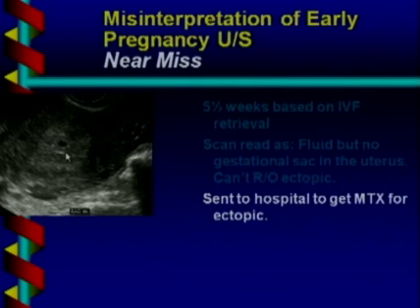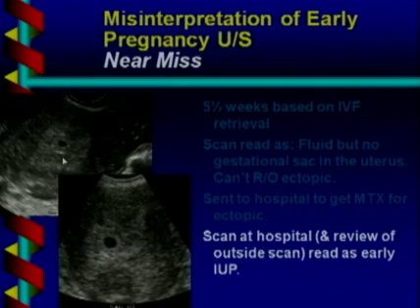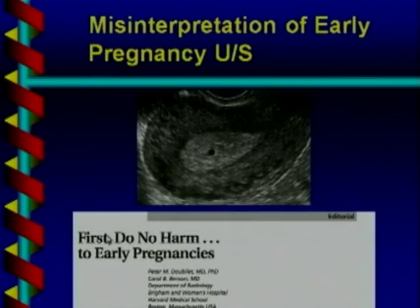She was sent in to my hospital to get methotrexate for her presumed ectopic because this was felt to be a pseudogestational sac. We repeated the scan at the hospital and we reviewed the outside scan, and we said this looks like an early intrauterine pregnancy, and so fortunately she didn't get methotrexate and went on to have a normal pregnancy.